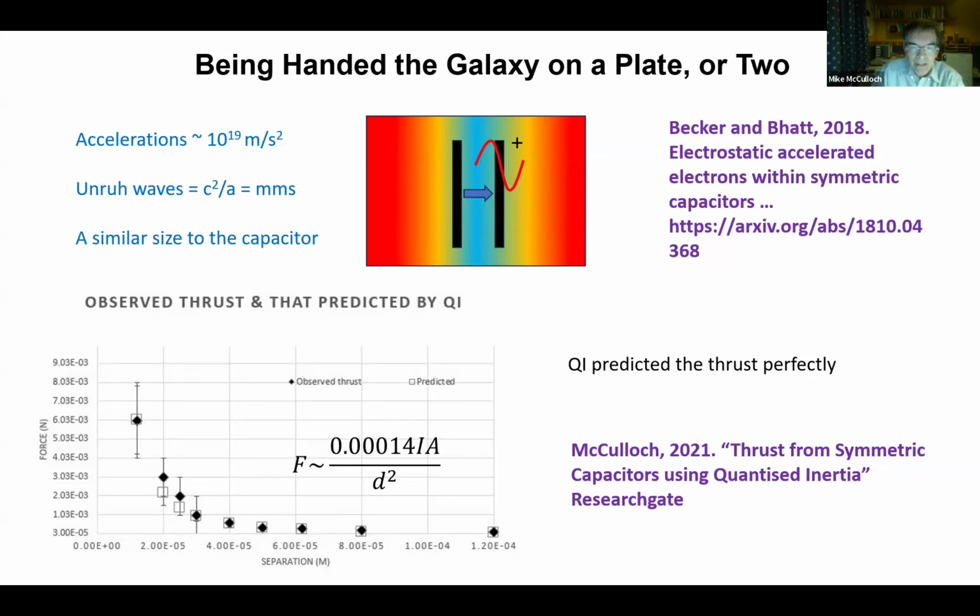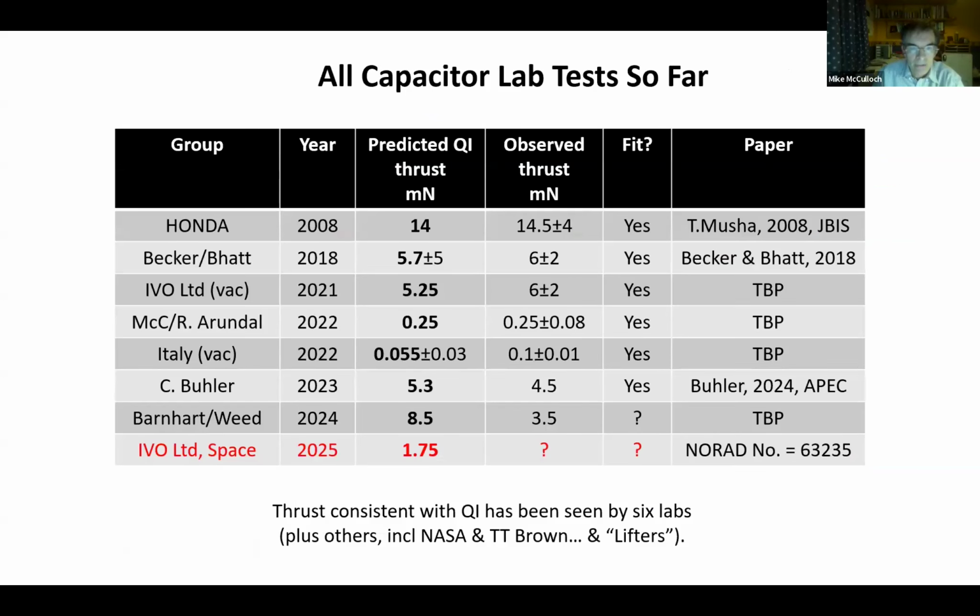So this is an easier method to generate thrust than the M drive, and again, it doesn't need any fuel, just energy. So since then, I've liaised with quite a few groups to try this in different labs. So Becker and Batt were the first in 2018, and they observed a thrust of 6 millinewtons, and I predicted about 6.